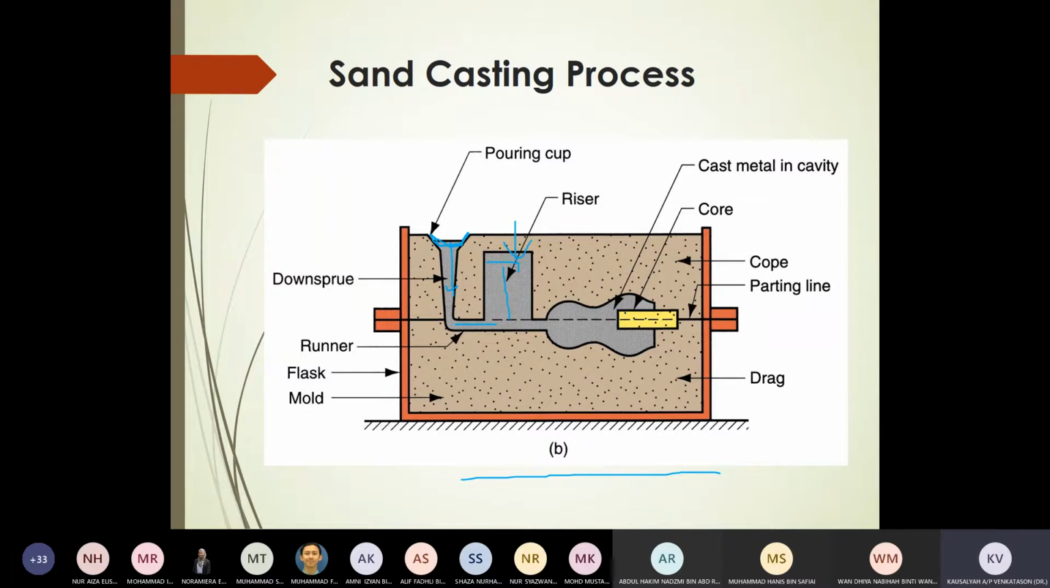So you have the cavity shape over here, and this is what we call a core, this plug over here. This core is given when you actually need a hollow shape within the particular formation that you're going to make. Then there will be a parting line, which divides the cope and the drag. So this is like the upper half and the lower half, and all these things will be packed within a flask. So the mold itself basically is the sand in this case.